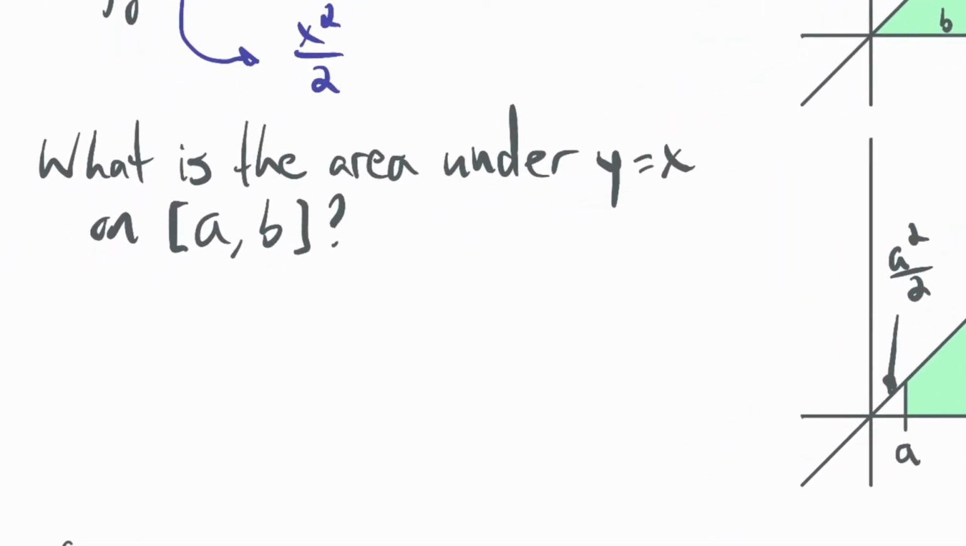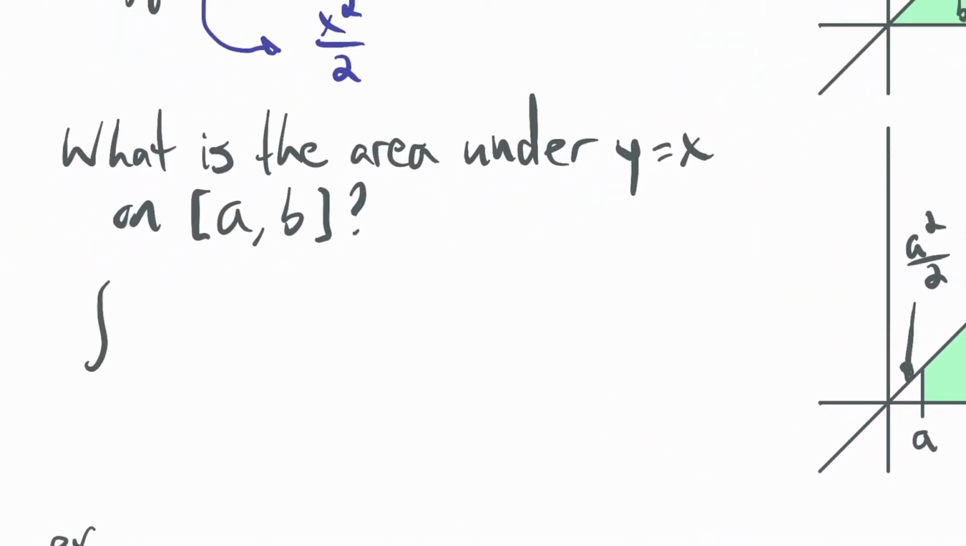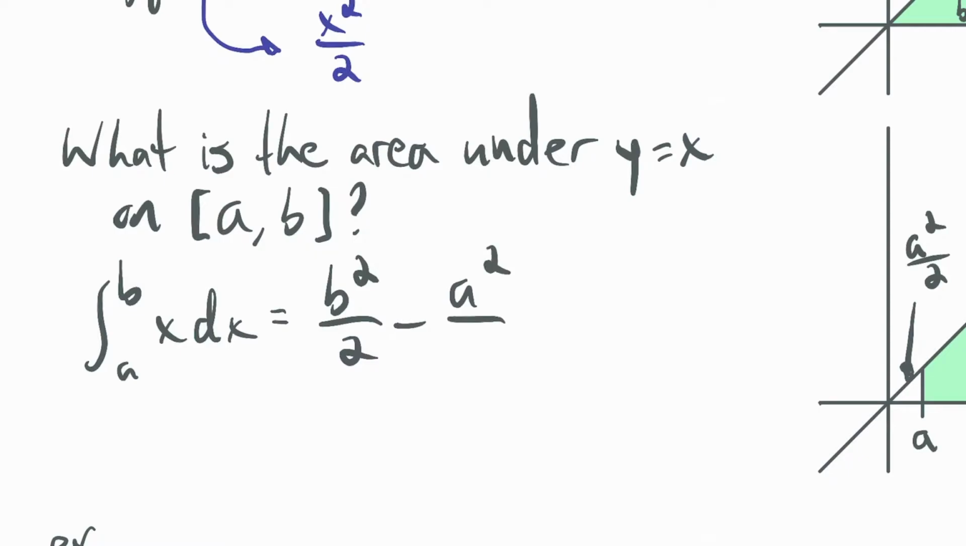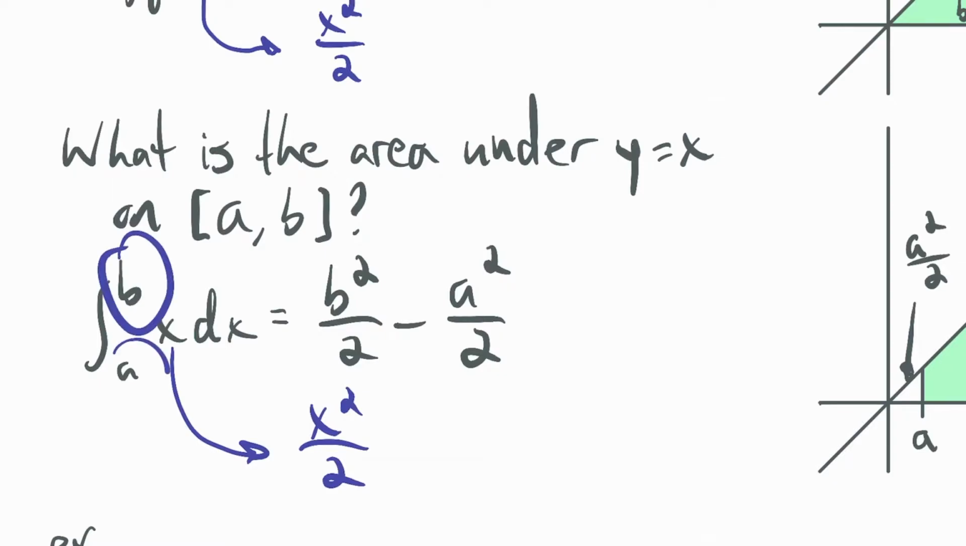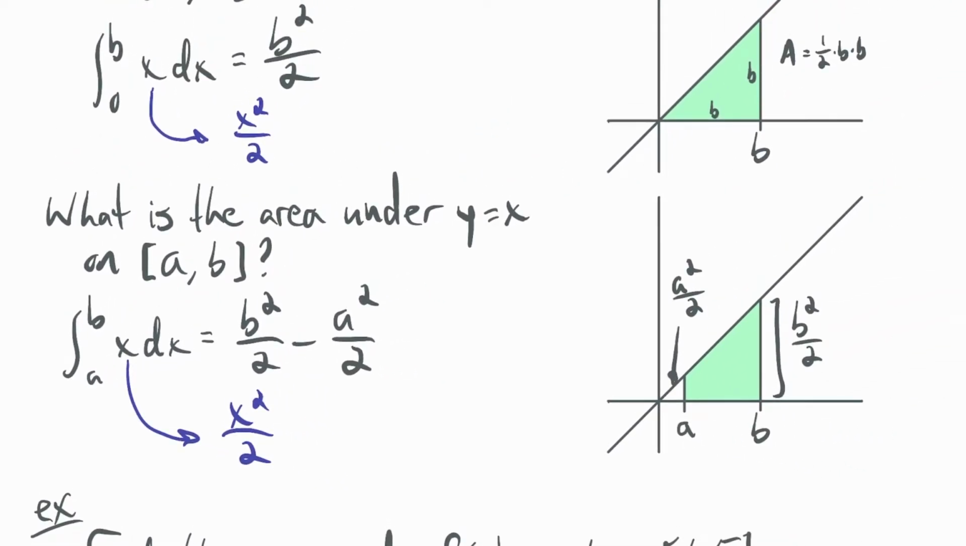So the integral from a to b of x dx equals b squared over 2, that's the big triangle, minus a squared over 2, that's the chopped off triangle. In other words, you can take the antiderivative, x squared over 2, first plug in b, and then plug in a and subtract, okay? So this works in general. The antiderivative will be a way to calculate the area.